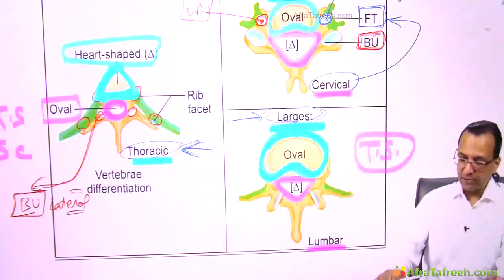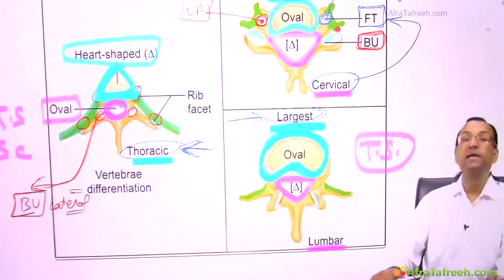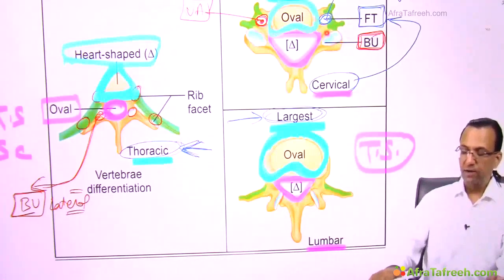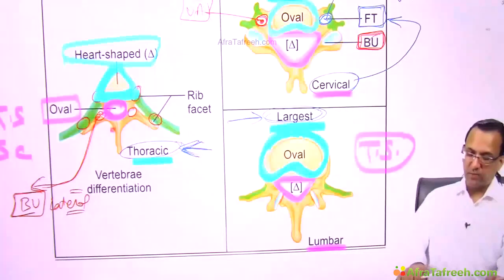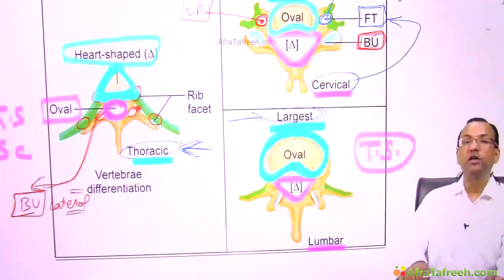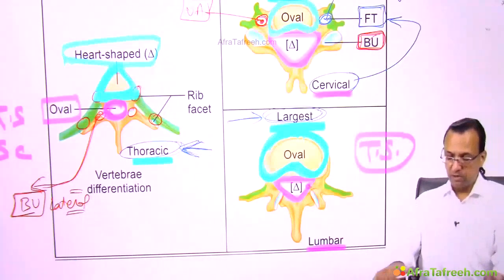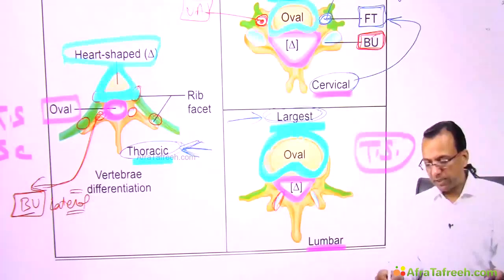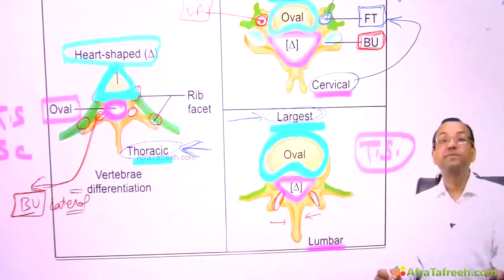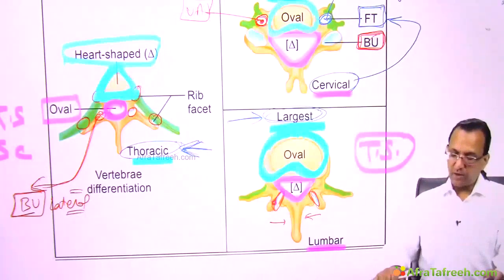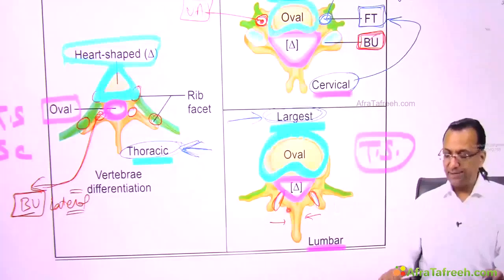Okay, so in the cervical vertebra, the superior articular facet is only backward and upward? Yes. No lateral or medial? No lateral, no medial. But in the thoracic vertebra, the superior articular facet is backward, upward, plus lateral. What about the lumbar vertebra? In the lumbar vertebra, you can see here, they are directed medially. So the superior articular facet of the lumbar vertebra is directed medially. Yes.